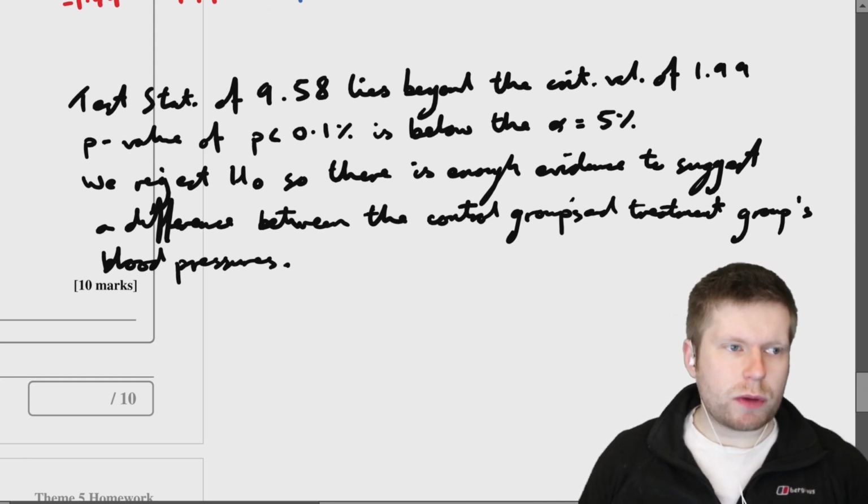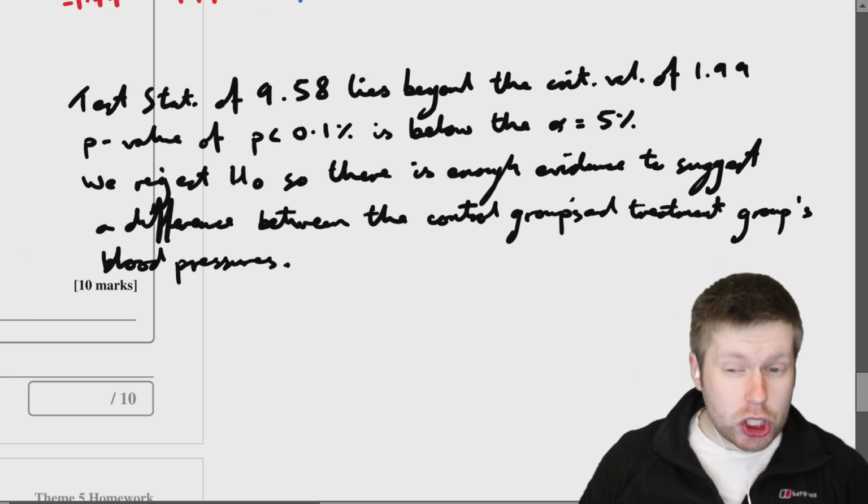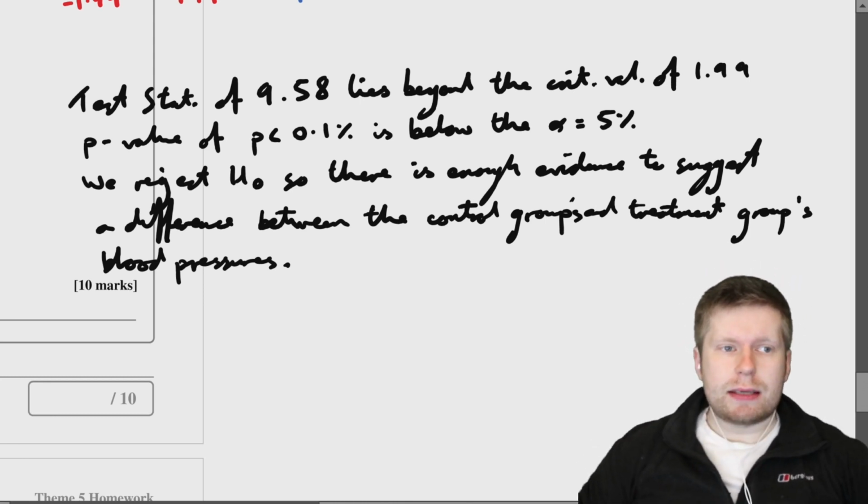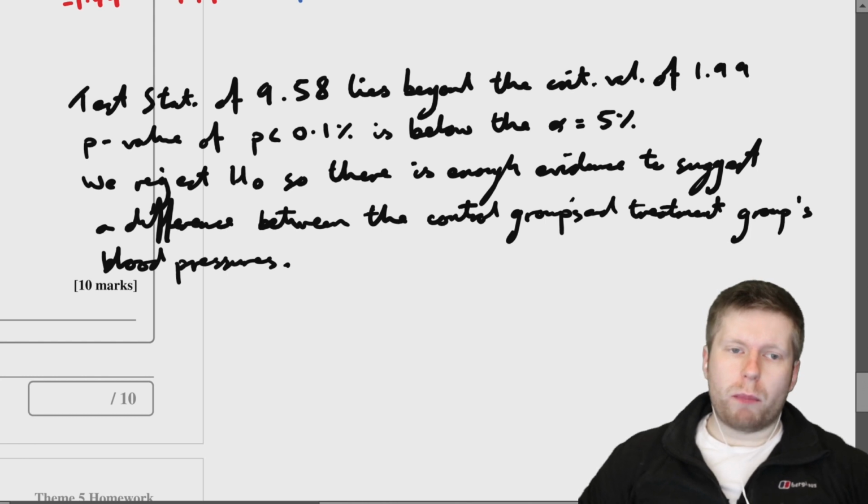But based on our evidence, we got a test statistic of 9.58, which is huge. 9.58 units of standard deviation from the hypothesized difference in the means. It's well beyond the critical value of 1.99.